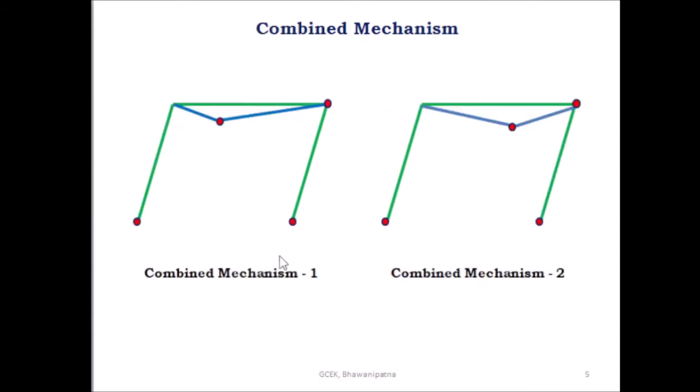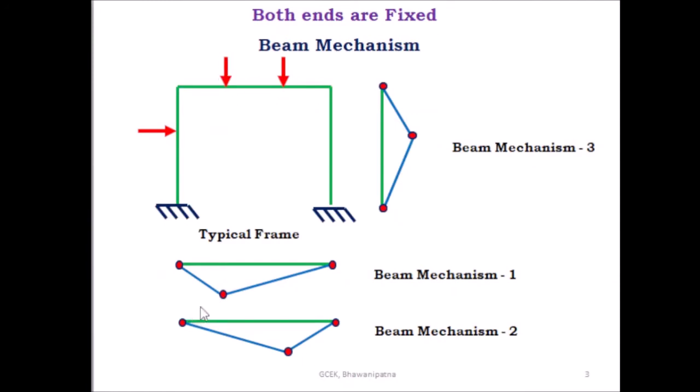This is the combined mechanism. In combined mechanism, this is the combination of the sway mechanism and the beam mechanism. Here for this load, this is the beam mechanism, and for this load, this is the beam mechanism. So in the case of combined mechanism, you have to consider the sway mechanism plus beam mechanism 1 and sway mechanism plus beam mechanism 2.